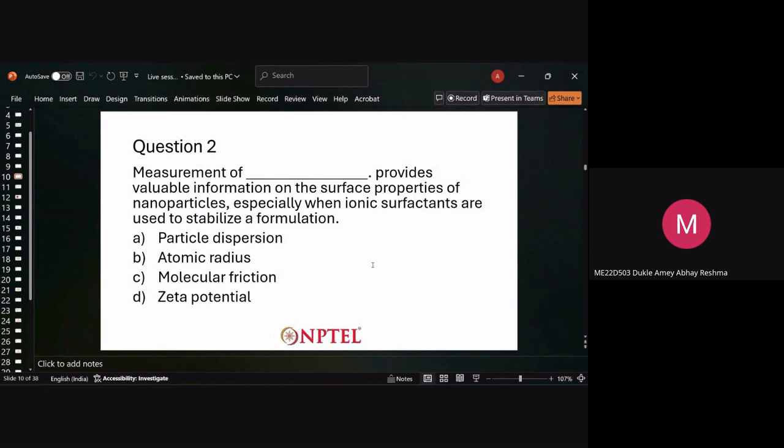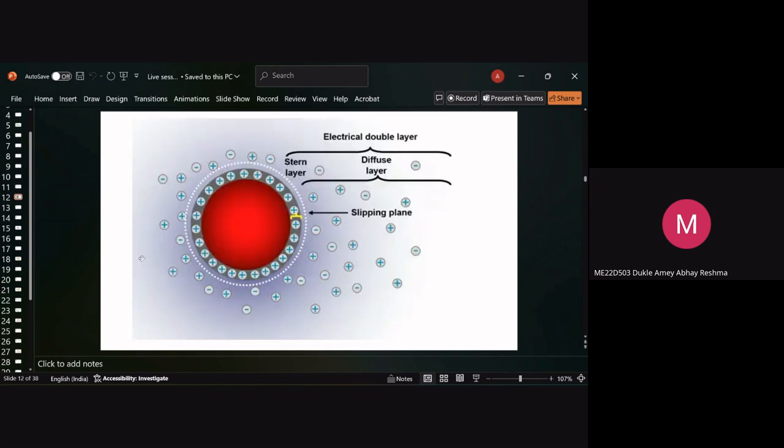Measurement of dash provides valuable information on the surface properties of nanoparticles, especially when ionic surfactants are used to stabilize formulation. Options: particle dispersion, atomic radii, molecular friction, zeta potential. So, basically, the answer is zeta potential. So, what is zeta potential?